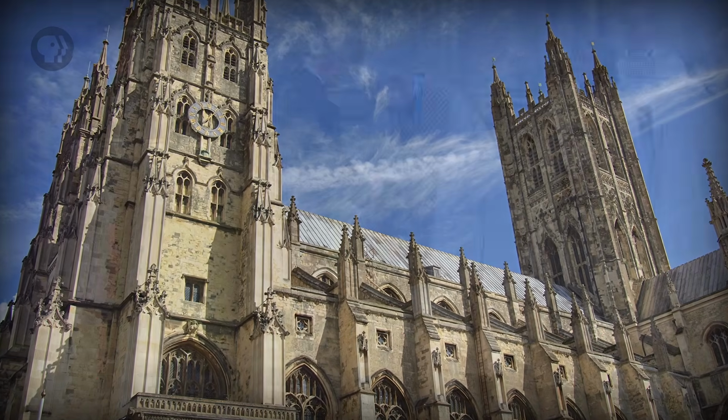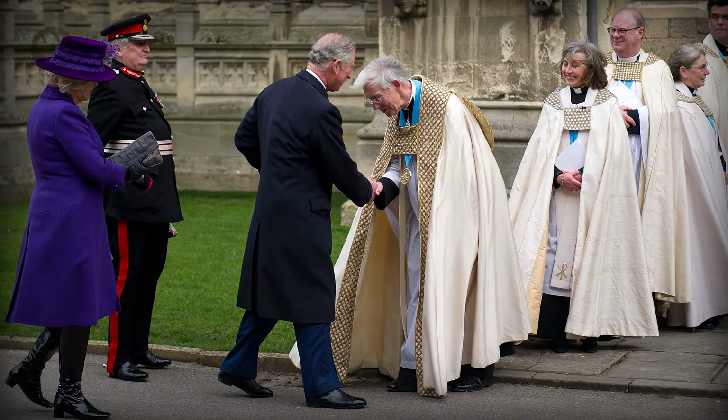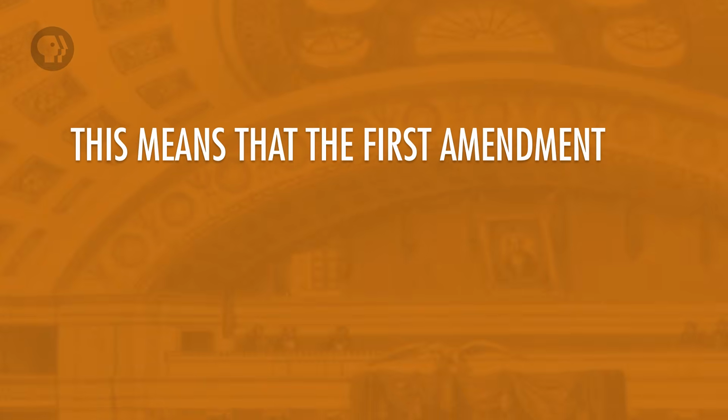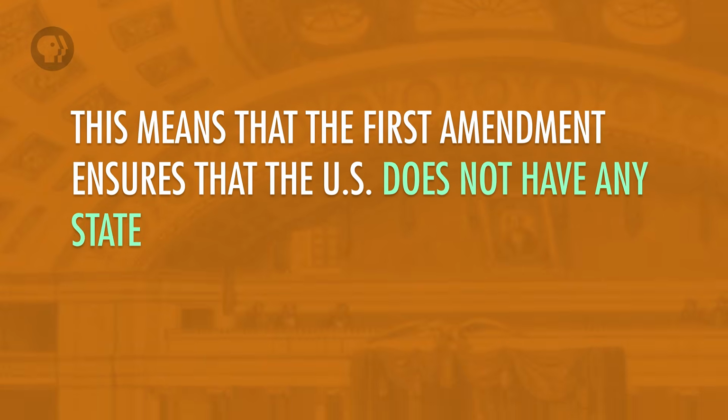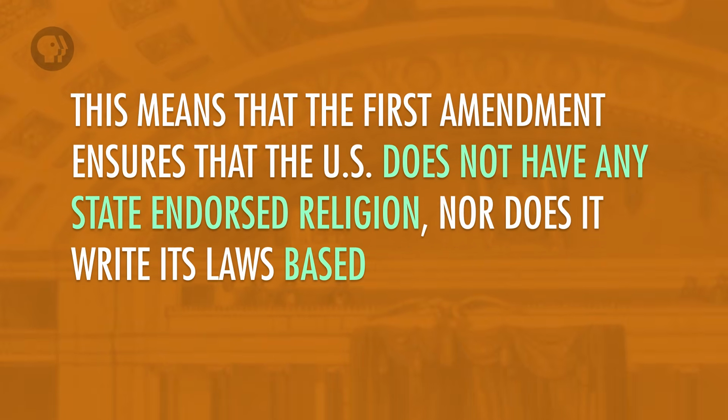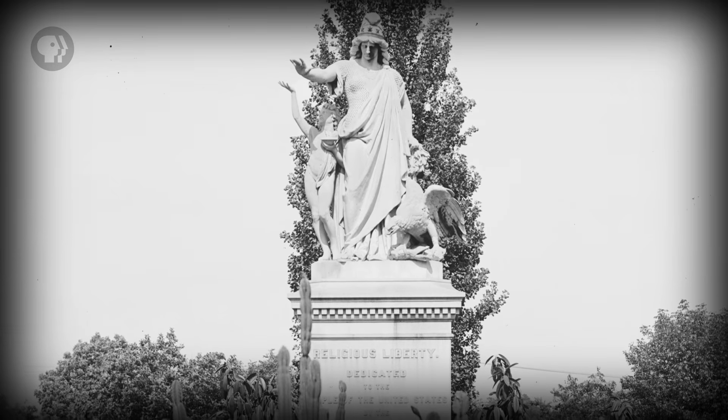Establishment of religion means that the U.S. can't create an official state church, like England has with the Church of England. This means that the First Amendment ensures that the U.S. does not have any state-endorsed religion, nor does it write its laws based on any religious edicts. And it's also the clause in the Constitution that deals with religious monuments and school prayers and stuff like that.